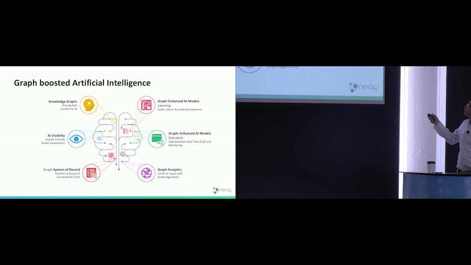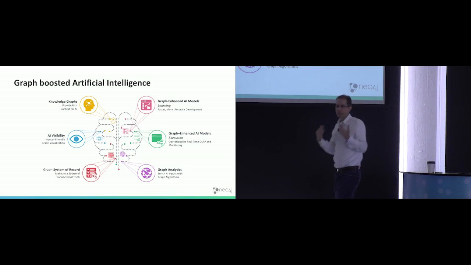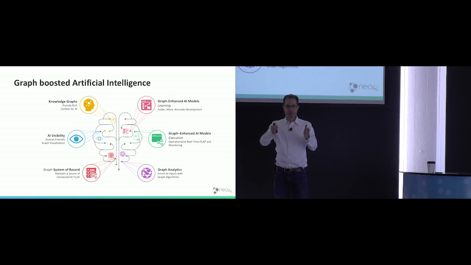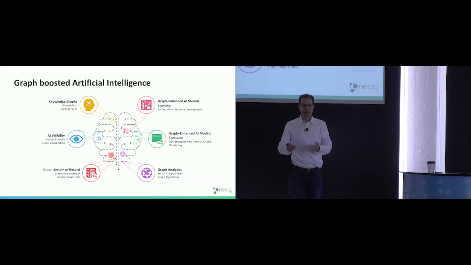These two go hand in hand, graph-enhanced AI models on the execution and learning side. So you can imagine the input to something like TensorFlow is just a bunch of vectors, right? You have a very wide row with lots of columns. So how do I give that graph input?